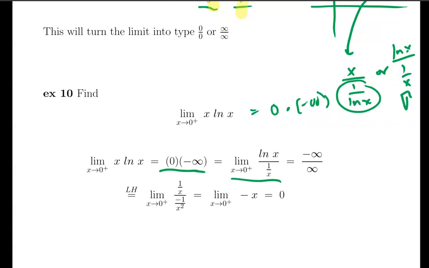So we flip one. I've flipped the x. So now this gets large and negative, and this gets large and positive. So this is type infinity over infinity. I can now apply L'Hopital's. That's what the LH is there for. The derivative of the top is 1 over x. The derivative of the bottom is -1 over x squared.